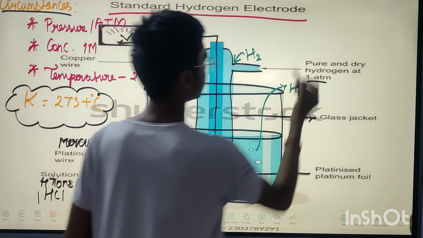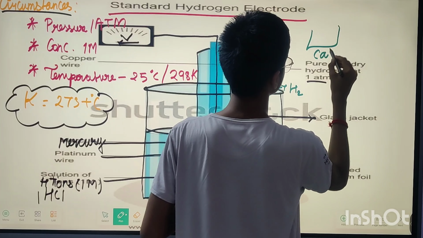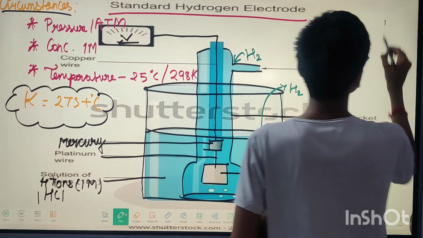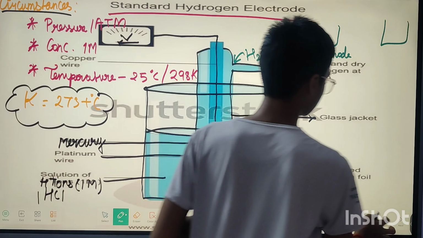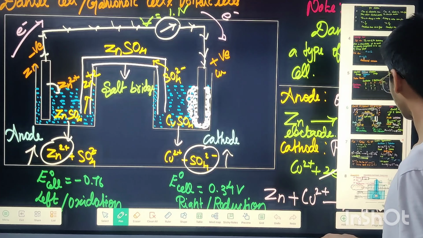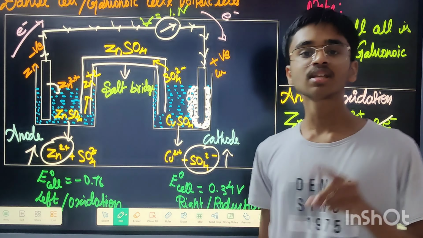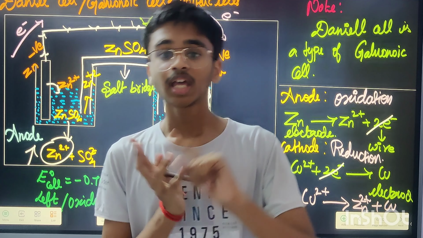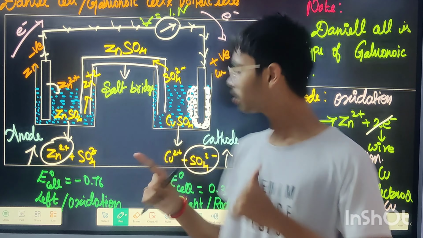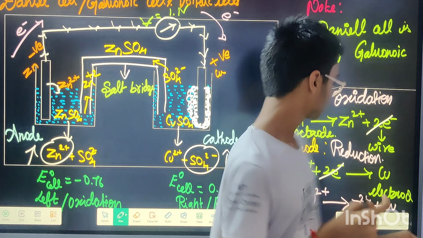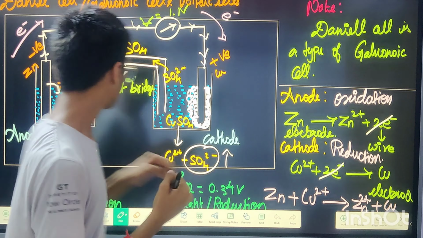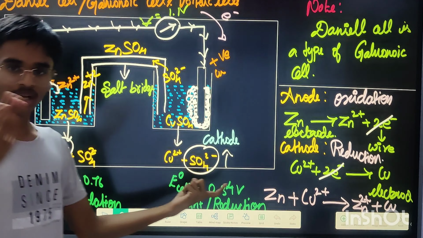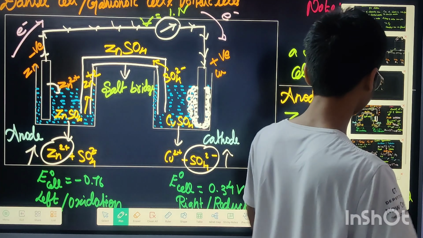For example, if SHE is used as cathode, then they will keep another beaker. Here we have zinc, so zinc will be used as anode. If SHE is used as cathode, then you can also use copper as anode. Or if SHE is used as anode, then this will be used as cathode. Like that, they will be interchanging based on the SHE.